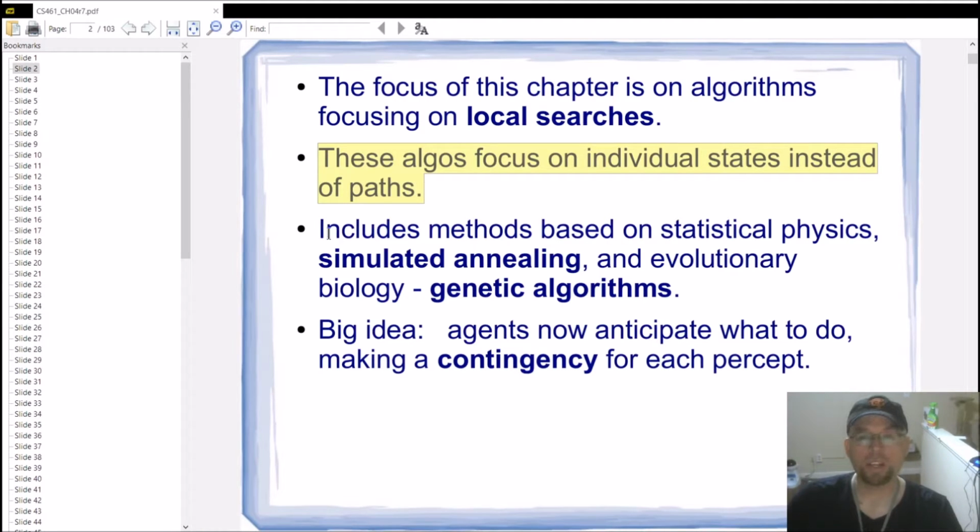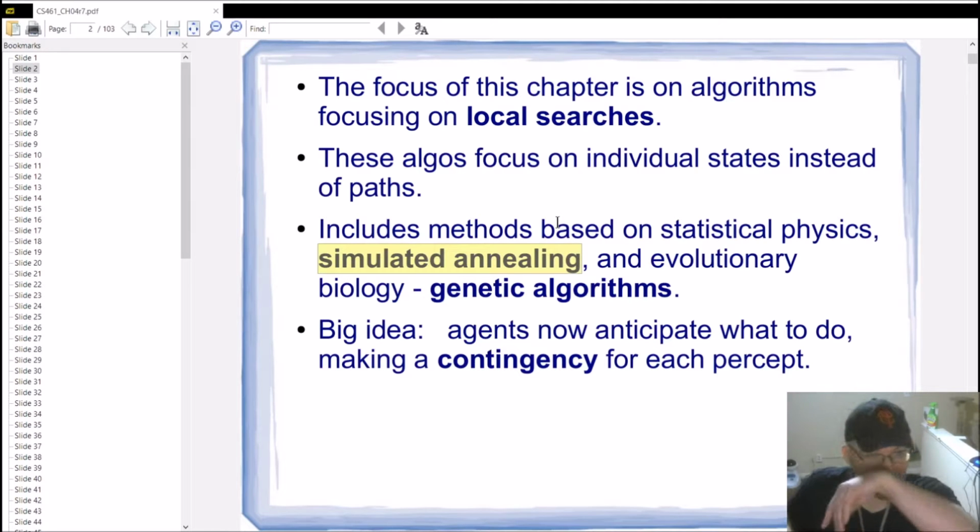Okay, so this is going to include some methods that are based on statistical physics. Now that sounds really impressive, complicated. You're like, I don't know anything about statistical physics, right? And I don't know a whole lot about statistical physics either. It doesn't matter. We'll get through it together, right? Because we're not going to go into too much detail on the math behind it. But at a high level, I'll be able to tell you about simulated annealing, which is a way to get a local search algorithm, a hill climbing algorithm, unstuck. Okay, and then you'll know what that means when we say unstuck.